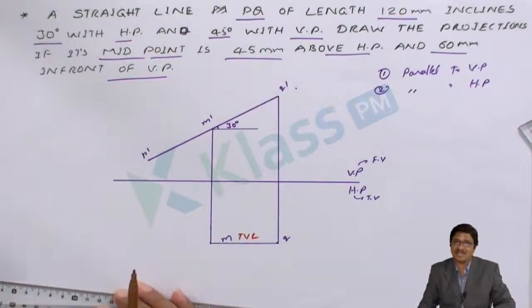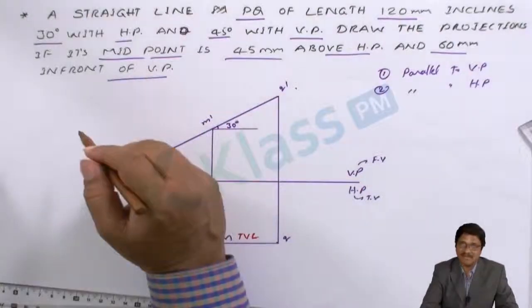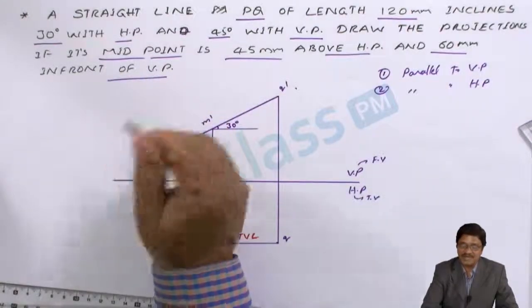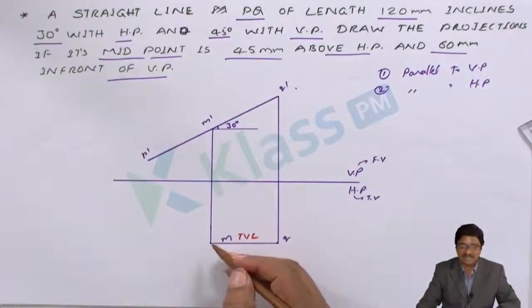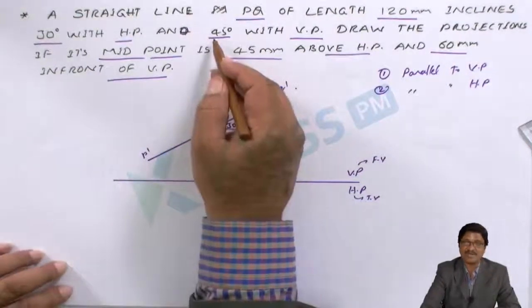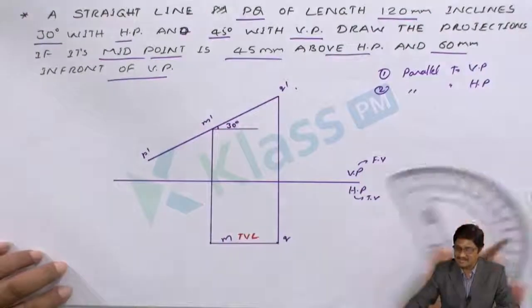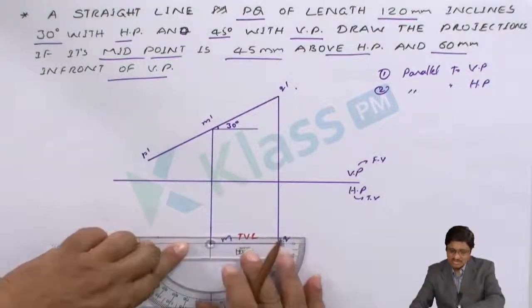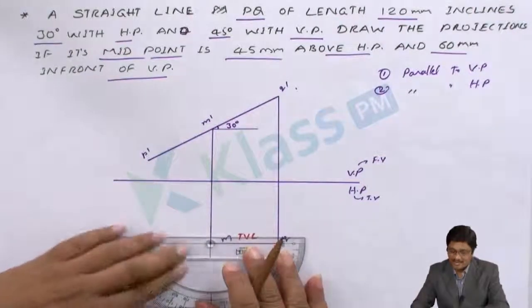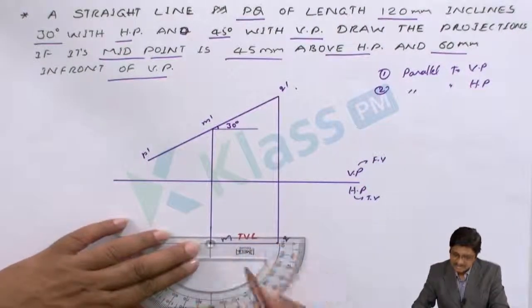So once I decide the top view, you have to take the details of VP. What are the VP details we have? 60 mm in front, already taken. The other detail is that it has 45 degrees inclination to VP. Being an angular dimension, take the protractor. Now place it with the origin reference and measure 45 degrees. How is the 45 degrees angle to be measured?